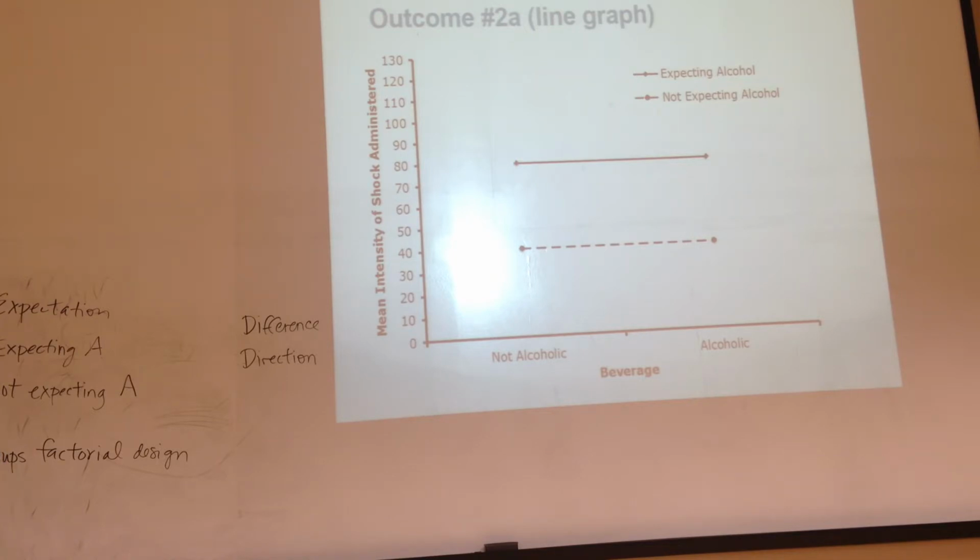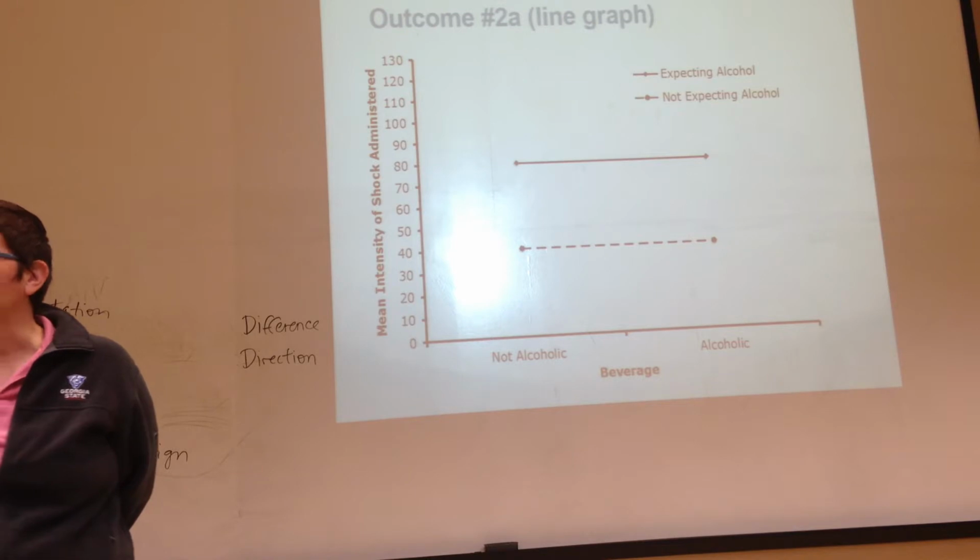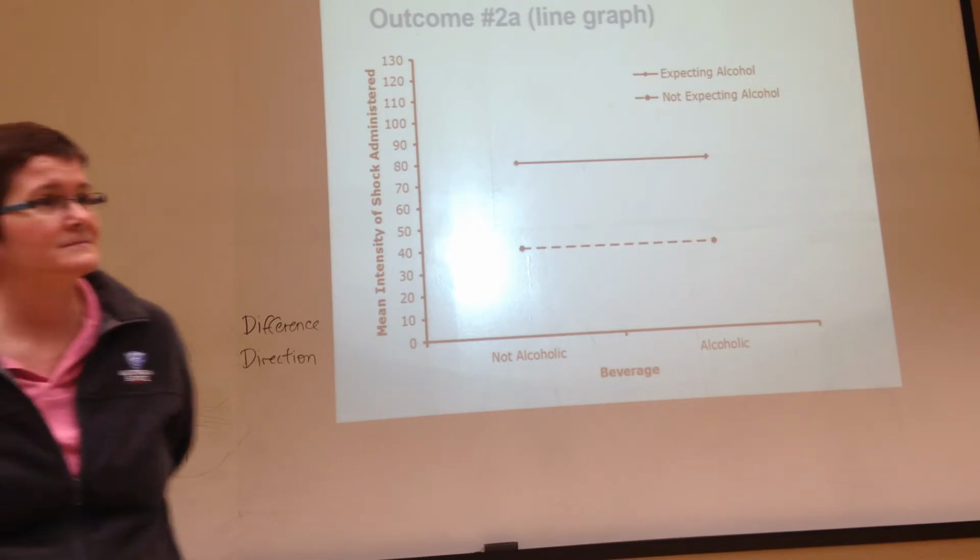Shocked more than people who were not expecting alcohol. So basically, people who thought they were going to get drunk were meaner than people who didn't think they were going to get drunk, regardless of whether or not they were actually drunk. Isn't that nice? So basically, all right, I'm drunk, I can blame it on the alcohol, right? I think there's a song about that, right?